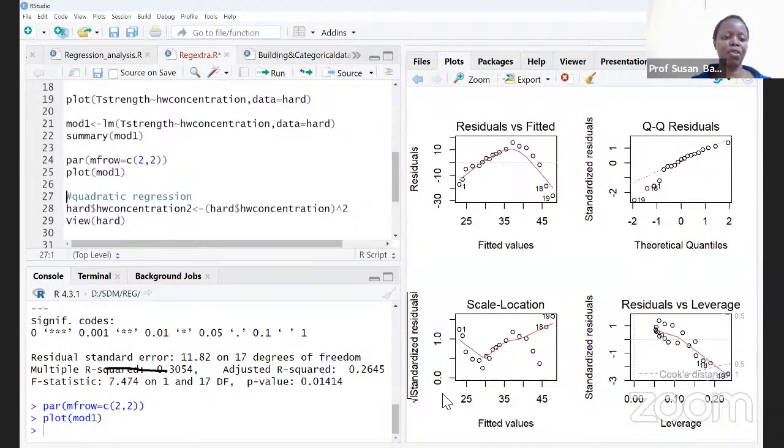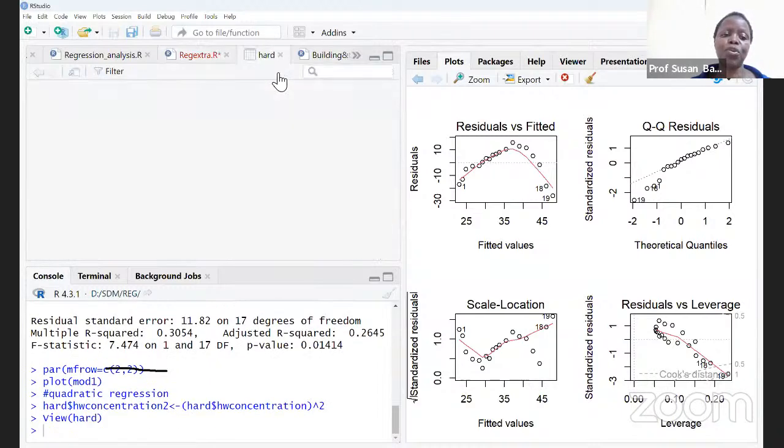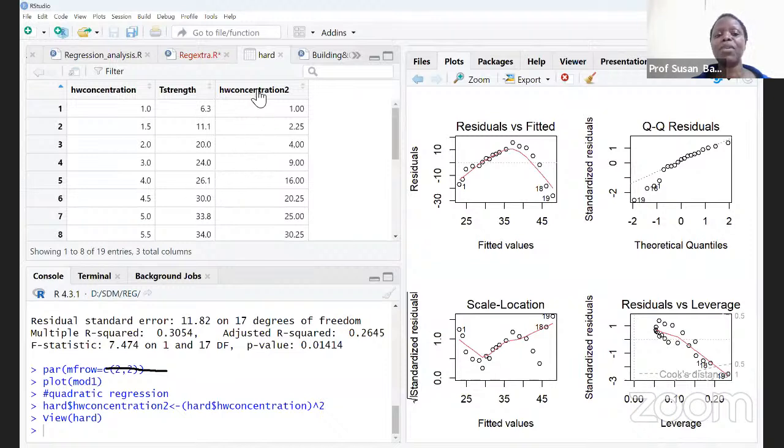So we are going to run a quadratic regression. First of all, we have to create a variable that represents a quadratic variable, meaning that you have to multiply hardwood concentration by itself. You square it. So here I've created this variable and I'm calling it hardwood. The object is called hardwood. In hardwood, look for hardwood concentration and call it hardwood concentration 2. Assign a quadratic term on it. This is the line 28. So if we run line 28 and view, we shall see that in our new data set, we have a third variable called hardwood concentration 2.